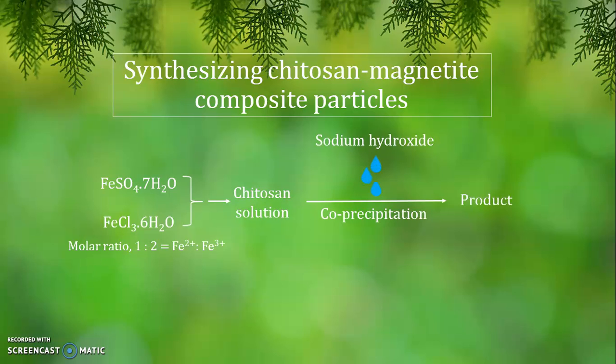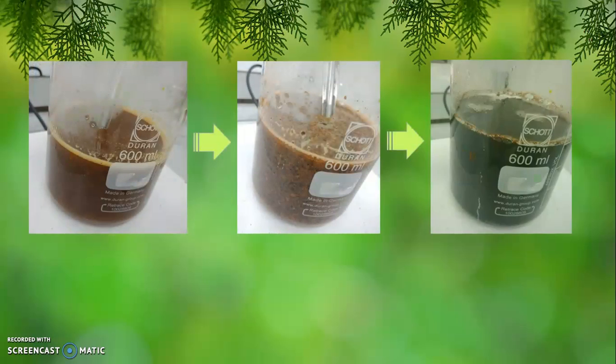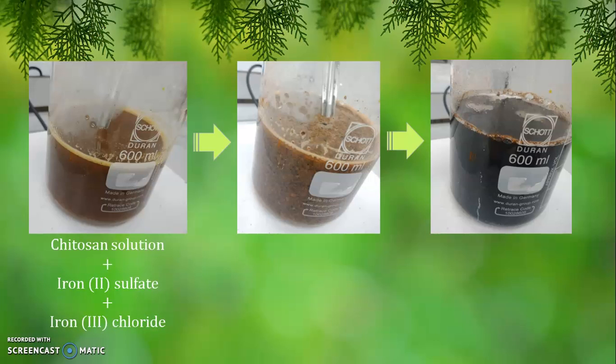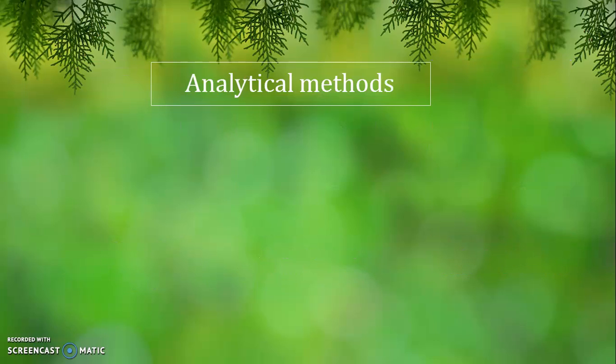At the end of the method, or end of the experiment, we get the product. So the first picture shows that we are mixing all three solutions: chitosan, iron 2 sulfate, and iron 3 chloride. The second picture shows that we are adding sodium hydroxide dropwise. That's why small black particles form. At last, after we add all the sodium hydroxide, the chitosan-magnetic composite particles have been formed. That's why the solution itself is black in color.